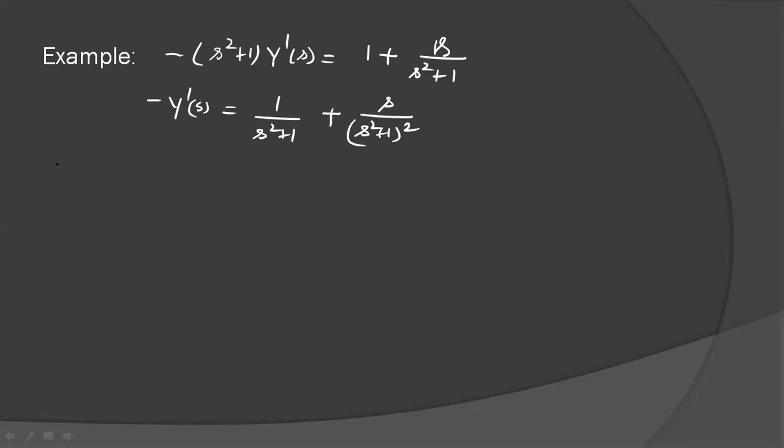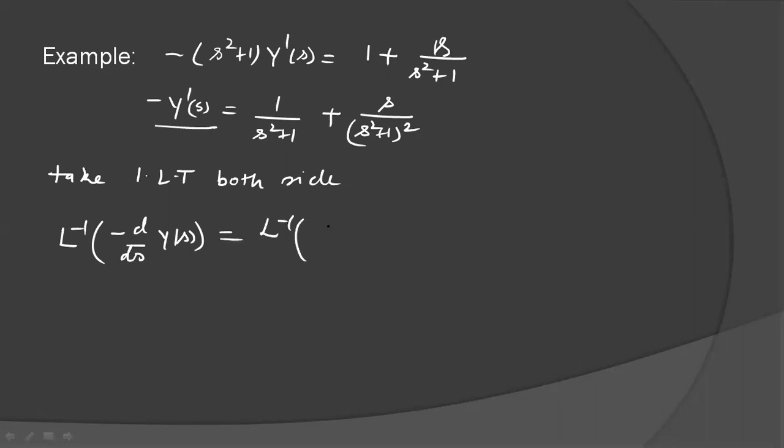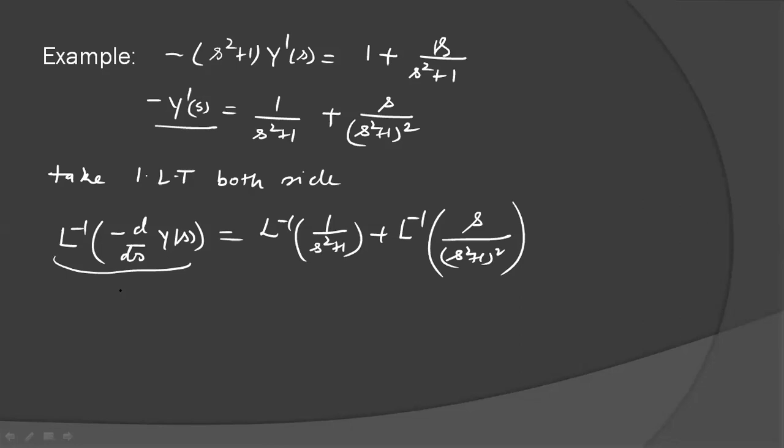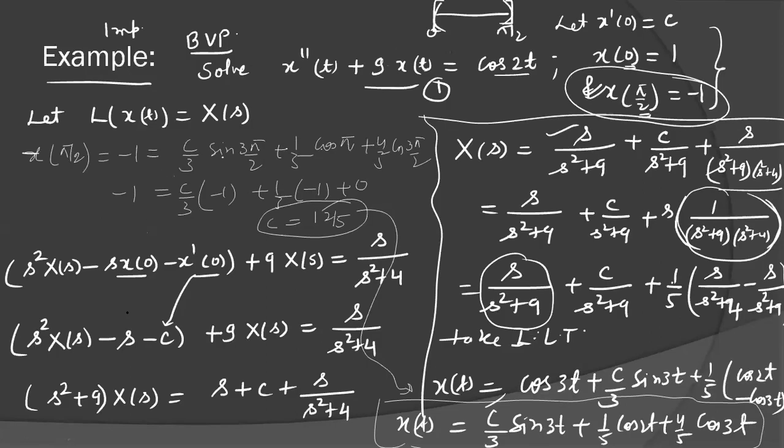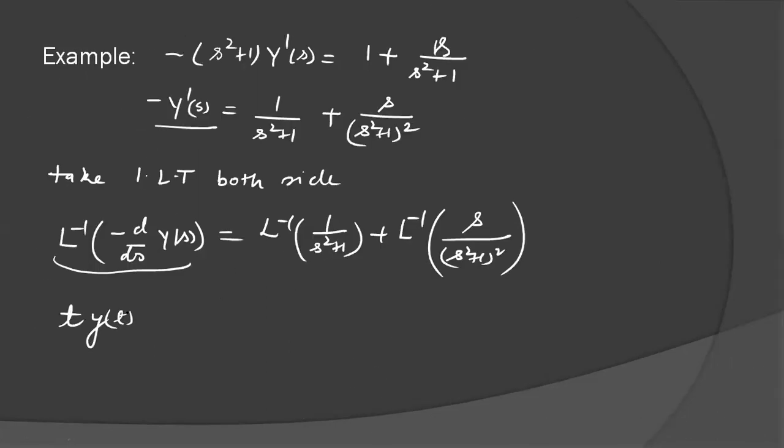Now take inverse Laplace transform both sides. So Laplace inverse of minus d by ds of Y(s); you can see that this is minus d by ds of Y(s), which is t y(t), as in the previous video. Then Laplace inverse of 1 over s square plus 1 plus Laplace inverse of s over (s square plus 1) whole square. So this is t y(t), and this is the Laplace inverse of sin t.